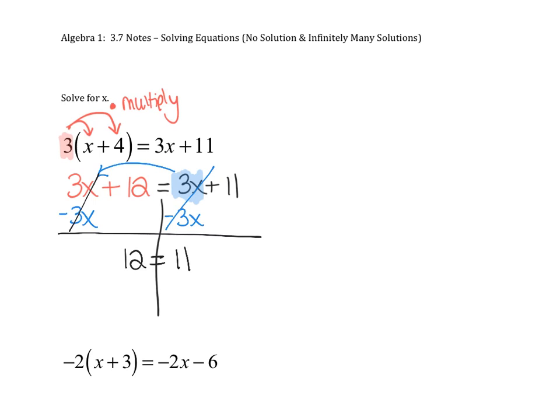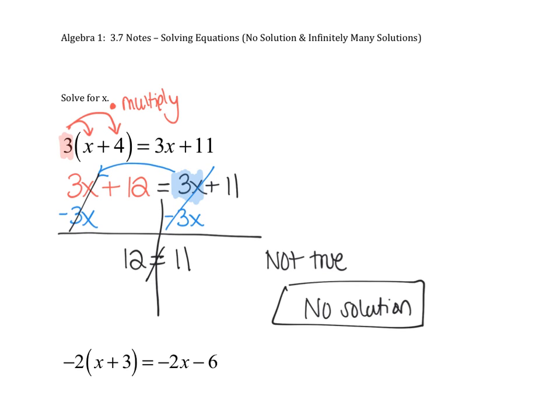And 12 does not equal 11. And since this is a not true statement, a false statement, this answer is no solution, right? I got that 12 equals 11, and that is not possible. So this is your example of what a no solution would look like. You don't have to solve it any further because you got down to a number equals another number, and they're not the same. So it is no solution.